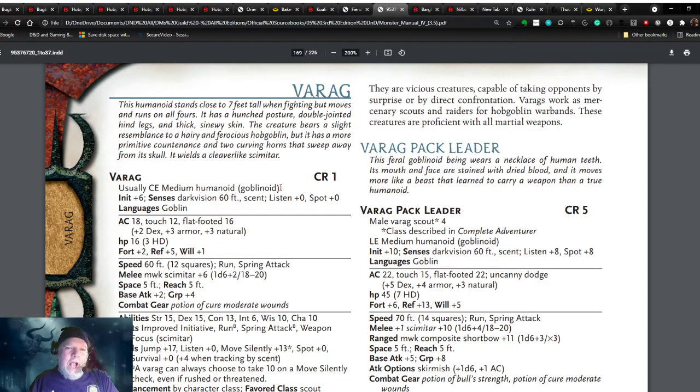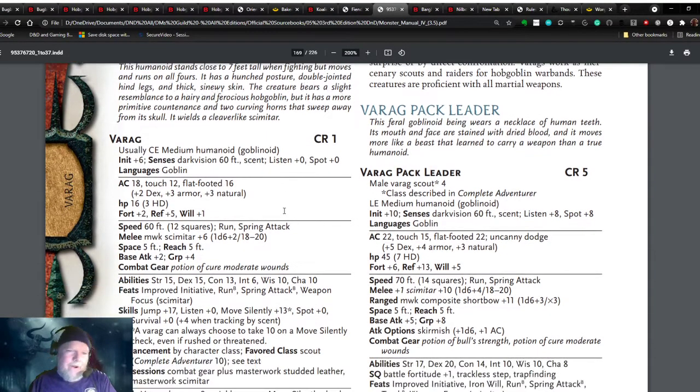Okay, now we come to probably the last of the really rare goblinoids, and this one is a real strange one indeed. It's the Varag. This humanoid stands close to 7 feet tall when fighting, but moves and runs on all 4s. Has a hunched posture, double-jointed hind legs, and thick, sinewy skin. Creature bears a slight resemblance to a hairy and ferocious hobgoblin, but has a more primitive countenance and 2 curving horns that sweep away from its skull. It wields a cleaver-like scimitar.